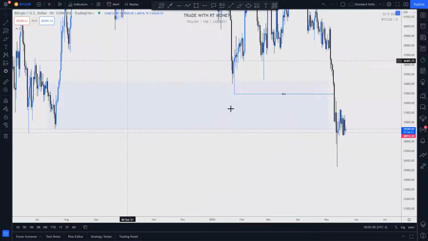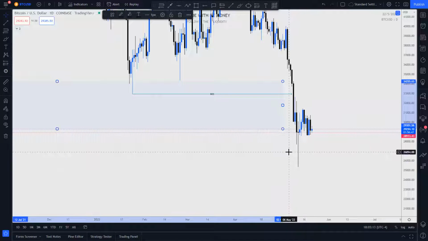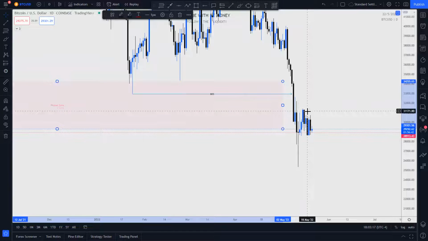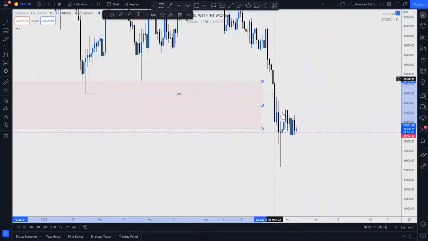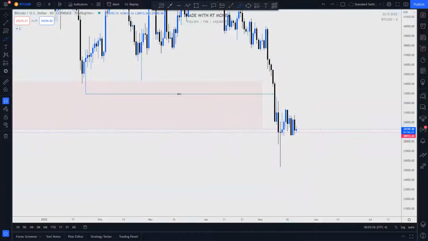Now, on the daily, we did get a daily close below this zone. I'm going to mark it as broken. This is a broken zone. So what am I looking for now? What I want you to recognize is that we have a developing bear flag forming again.